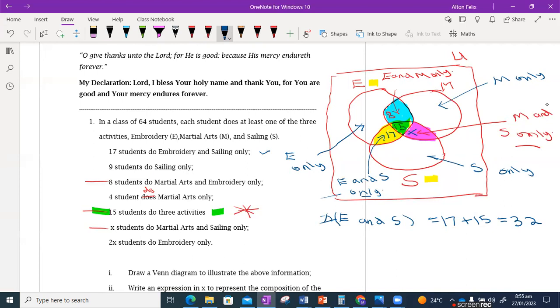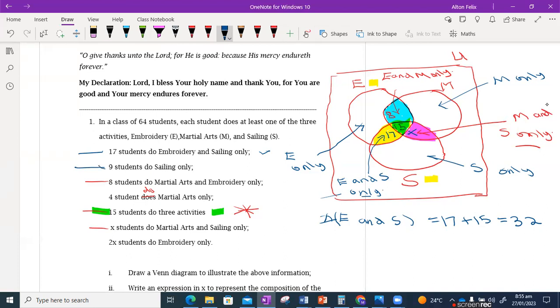Now, remember the approach. Start off with the information on all 3 sets. Then we look at 2 sets at a time. And now we're going to look at 1 set. So we're going to look at information on embroidery, then the information on martial arts, and then the information on sailing. So let's go with this one here. 9 students do sailing only.